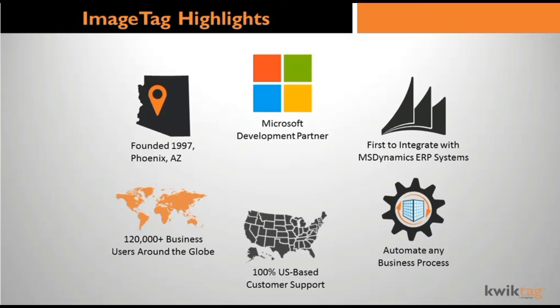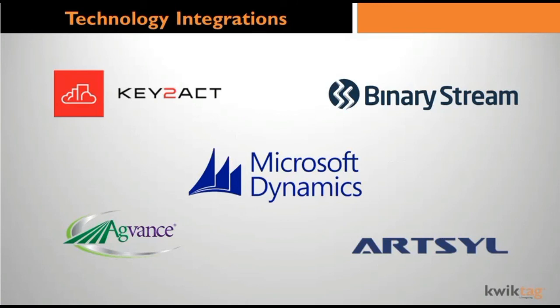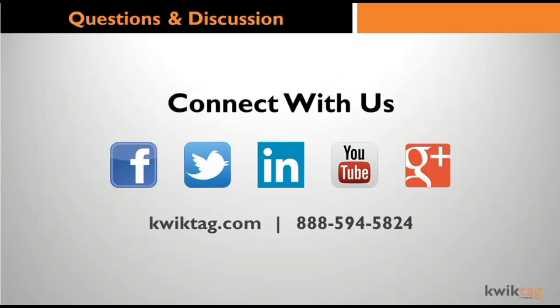And as I mentioned, it doesn't start and stop with AP or expense management. Quicktag can literally help you automate any business process. So a few of the technology integrations, I highlighted a couple of them during the course of the demonstration. Certainly Key to Act, Binary Stream, Advance if you're specifically in the agriculture space, and of course our OCR solution.